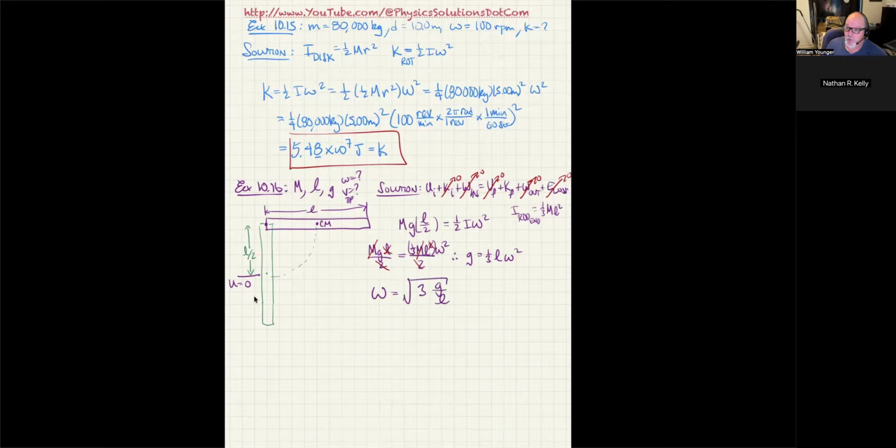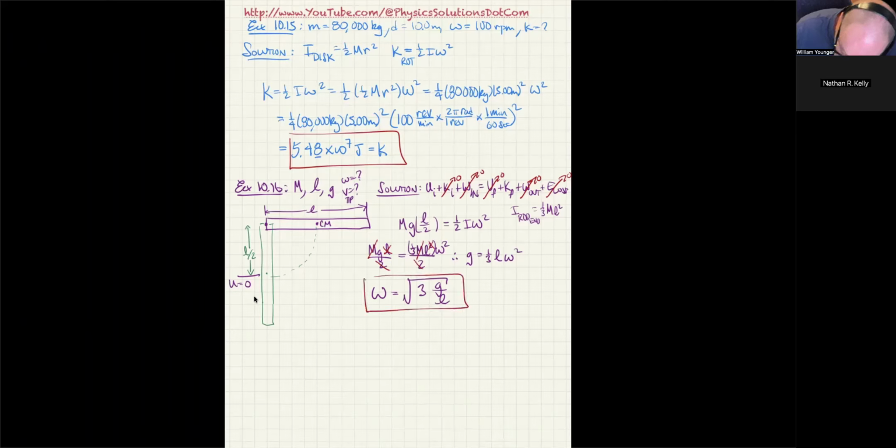Notice the L is canceling out the meters in the g, and we'd have the square root of 3g over L is the square root of radians squared per second squared, so that when you take the square root, you get radians per second. But that's really what the angular velocity is.